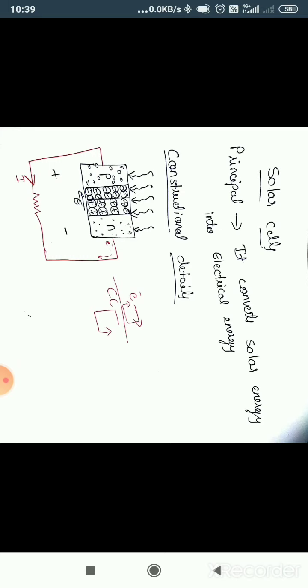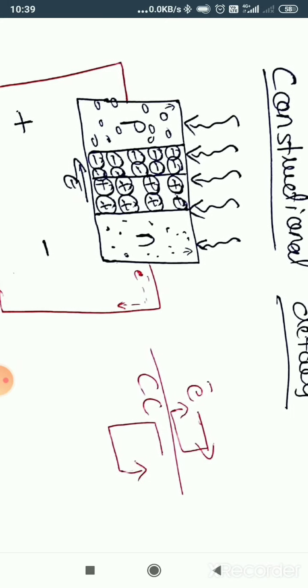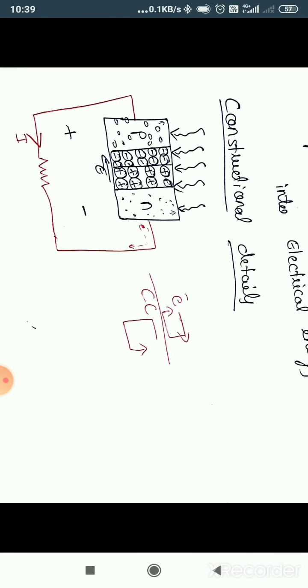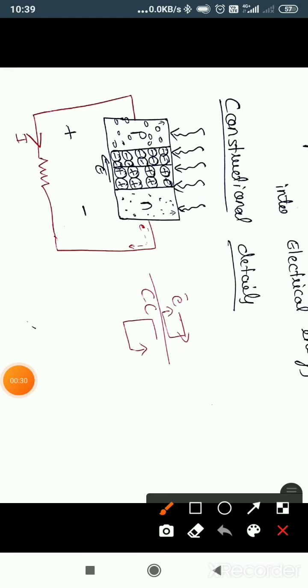The construction detail, as you can see, is also made up of a p-n junction. So this is a p region and an n region. In the p region, the majority charge carriers are holes, and in the n region, the majority charge carriers are electrons. The minority charge carriers in the n region are holes, and in the p region, the minority charge carriers are electrons. As the name says, solar cell, so here the light energy plays an important role.